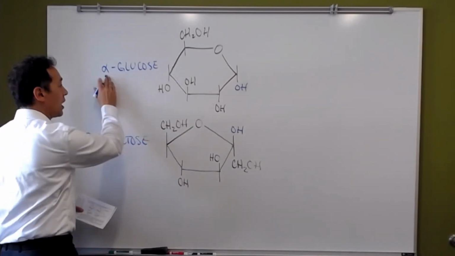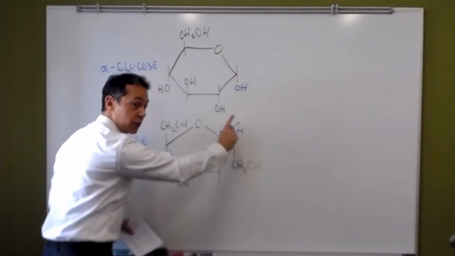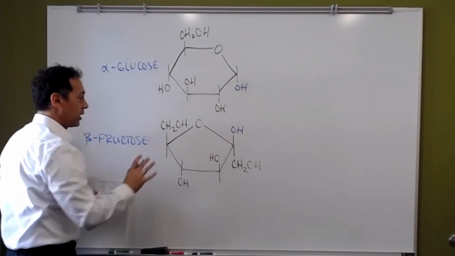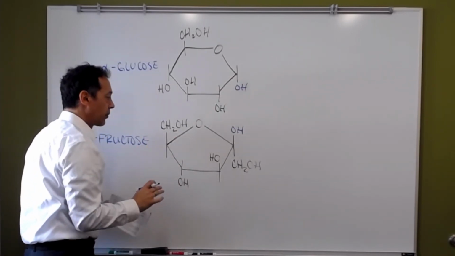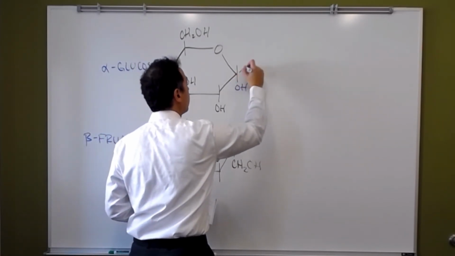Now, this is alpha because this hydroxyl group is going down. This one's beta, it's going up. And then just identifying some things here. This right here is our anomeric carbon.